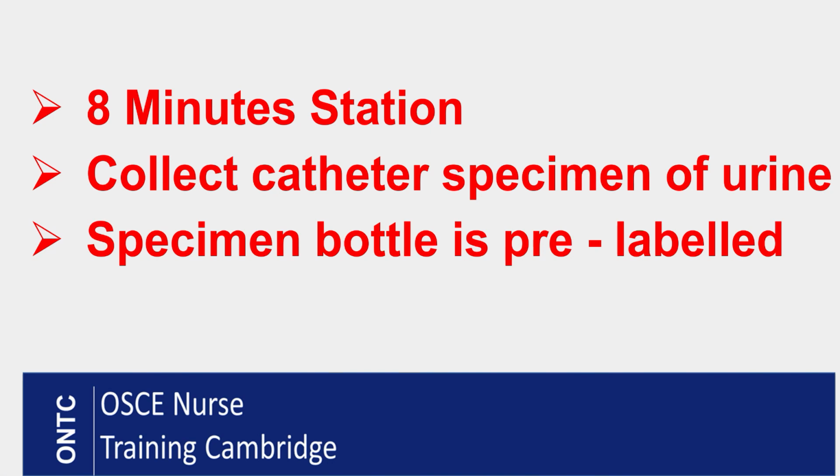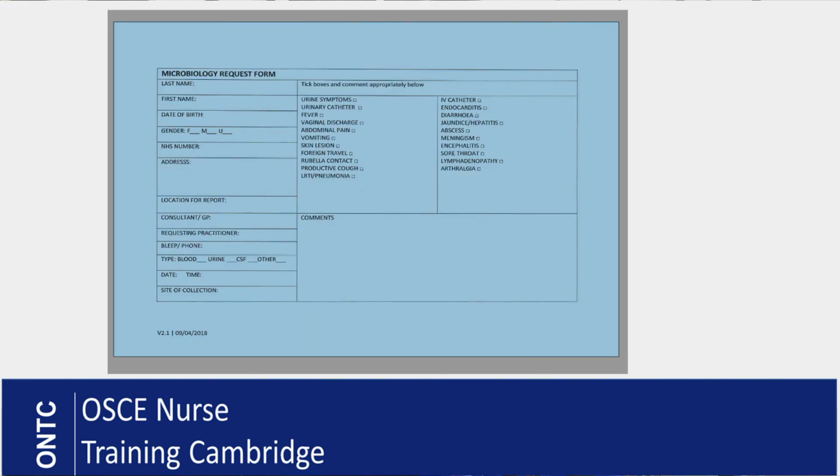So it is an 8-minute station in your exam. You'll be collecting a catheter specimen of urine. You may be given a pathology form, you may not be. There is one on the test center website, so you can have a look at it, but not all test centers give one. If you're given one, just work with that form.